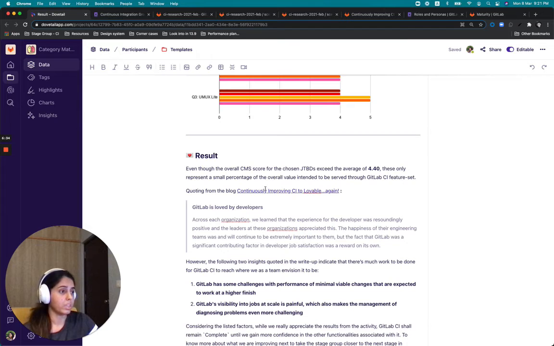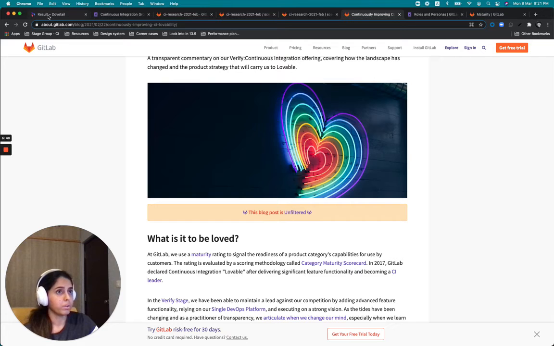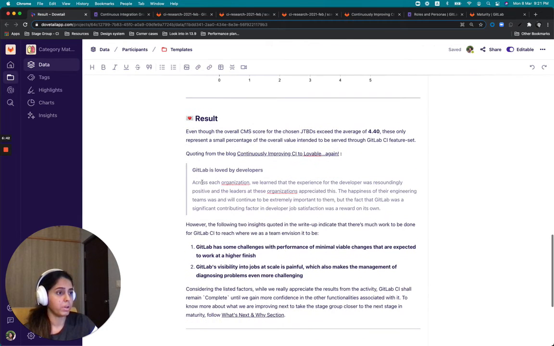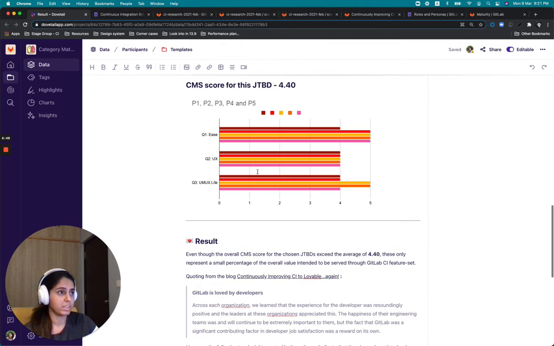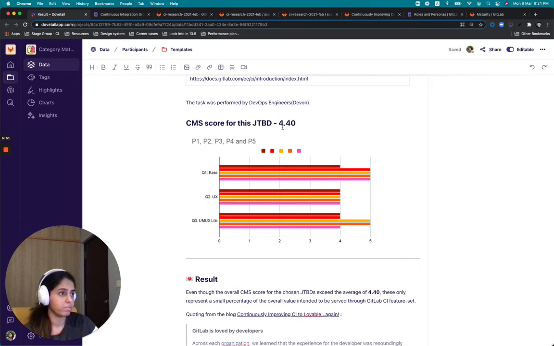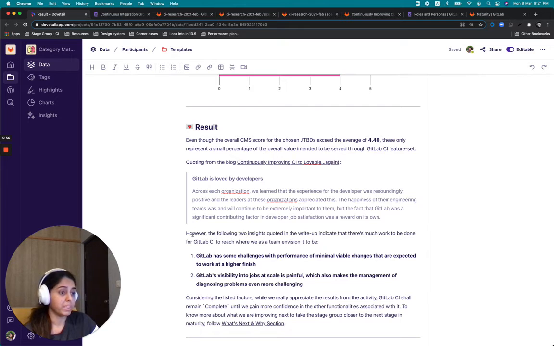Now, quoting from the blog that you would find in Unfiltered, which is written by Jackie here. I have included some portions from it, and just to highlight, we already know that GitLab is loved by developers, and this research activity kind of proved it, right? But there are other areas in Verify that we also need to consider, and those are the places where we need to improve to really move towards lovable.